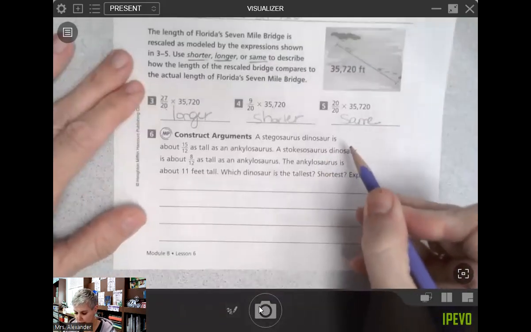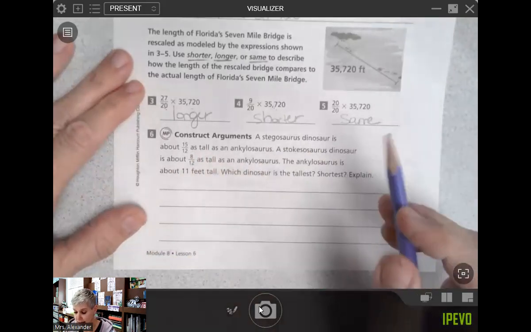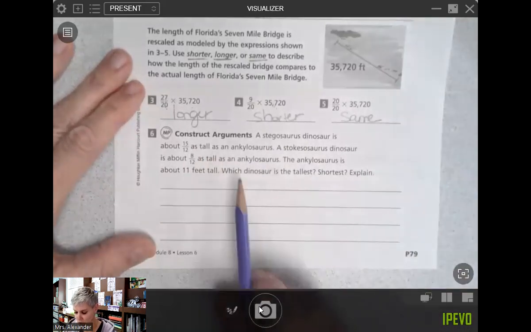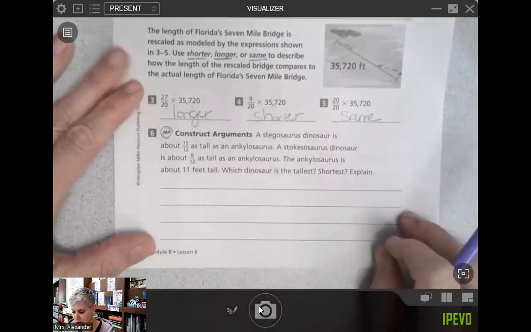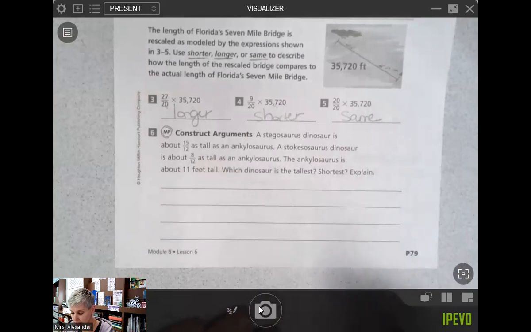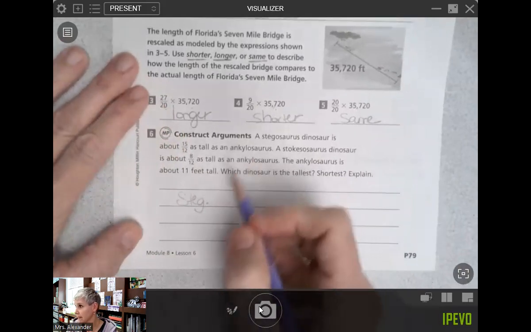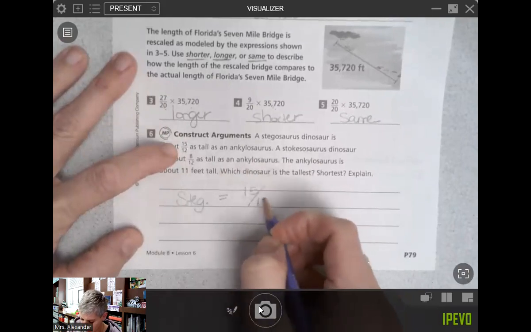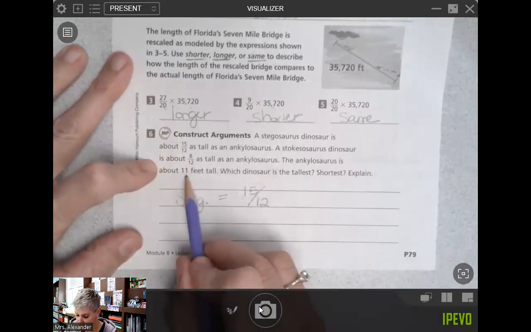A Stegosaurus dinosaur is about 15/12 as tall as the Ankylosaurus. A Stogosaurus dinosaur is about 8/12 as tall as the Ankylosaurus. The Ankylosaurus is about 11 feet tall. Which dinosaur is the tallest, the shortest? Explain. So I'm just going to list it out. The Stegosaurus is 15/12 as tall as the Ankylosaurus, which is 11 feet.